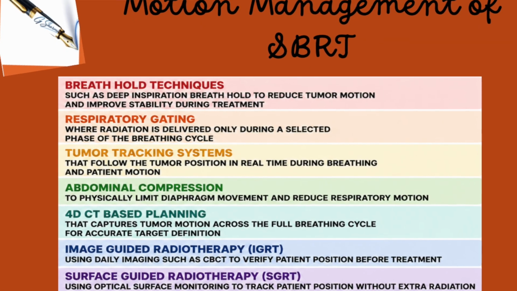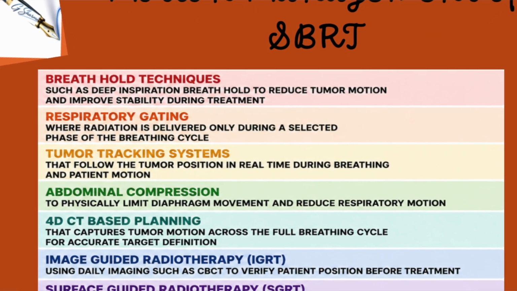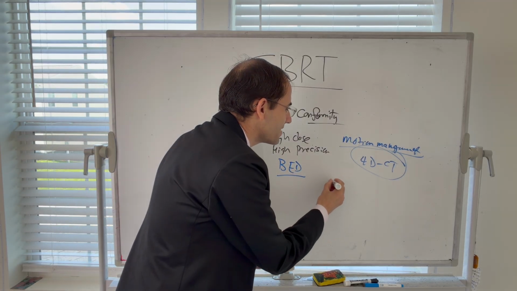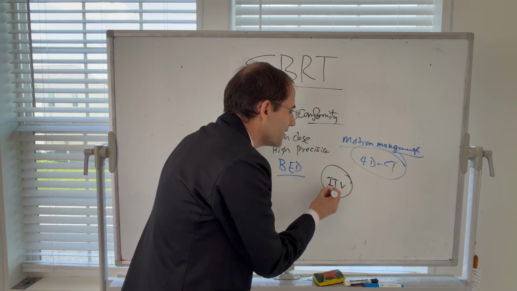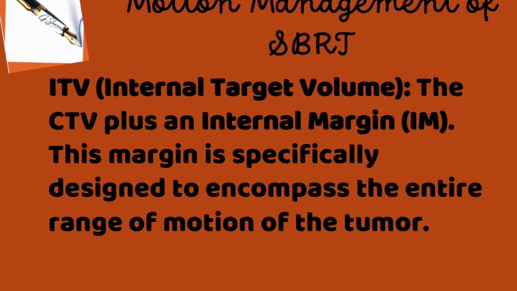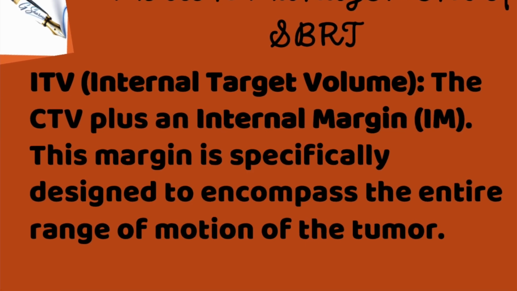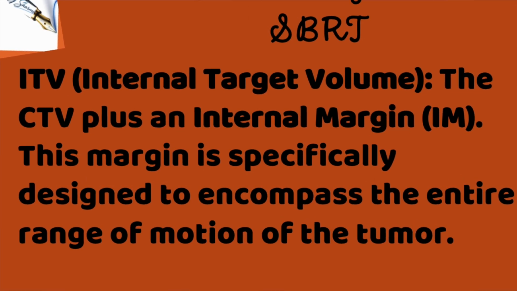Another is defining the internal target volume. Remember the ITV. ITV is very important, internal target volume. Okay, that's a very important thing. Why do that? Because the ITV includes all positions of the tumor.